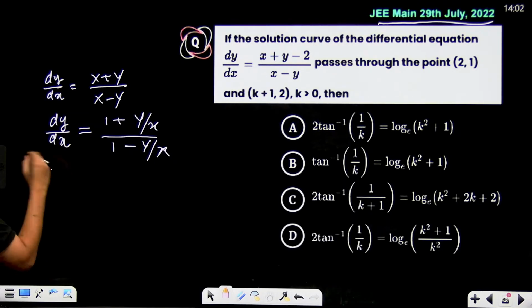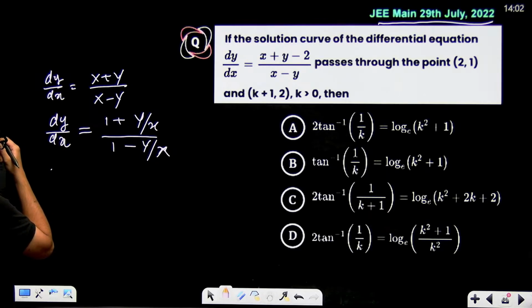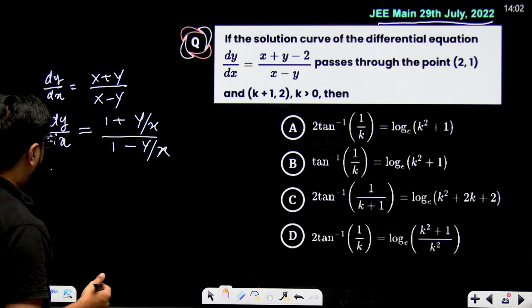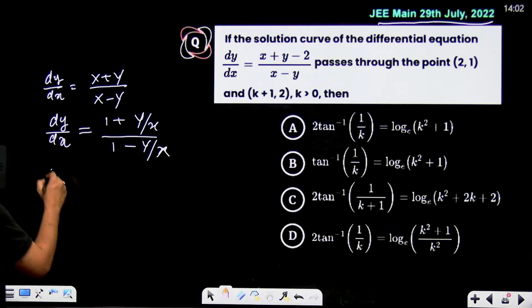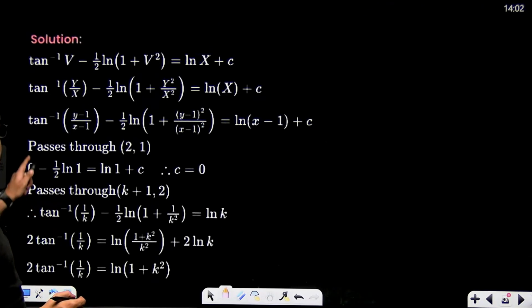Tan inverse, I'm directly solving. So y by x equal to v. Let me see. I'm sure the solution must be there. Tan inverse, ln of x should come. All right.